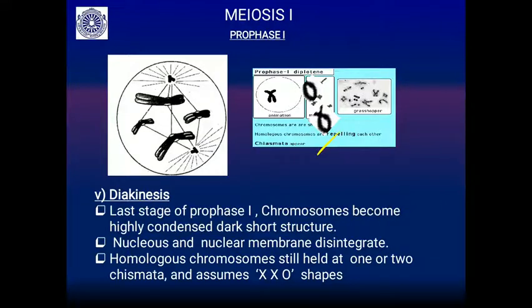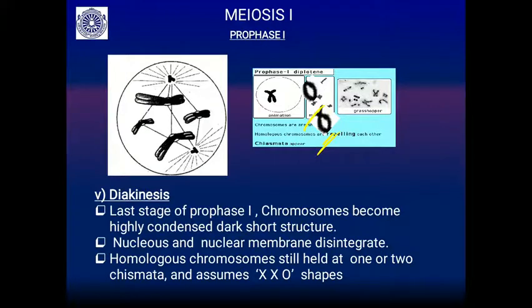The nucleolus and nuclear membrane disintegrate. So this is the end of prophase I. The nuclear membrane and nucleolus disintegrate. The homologous pair is still held at one or two chiasmata. The chiasma will be there. You will find there will be two chiasmata.